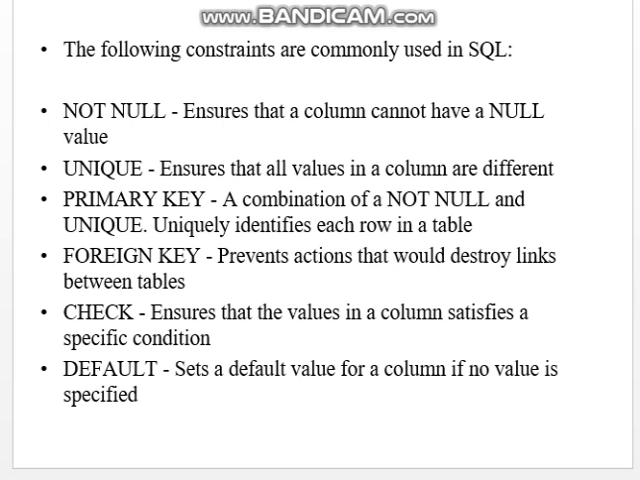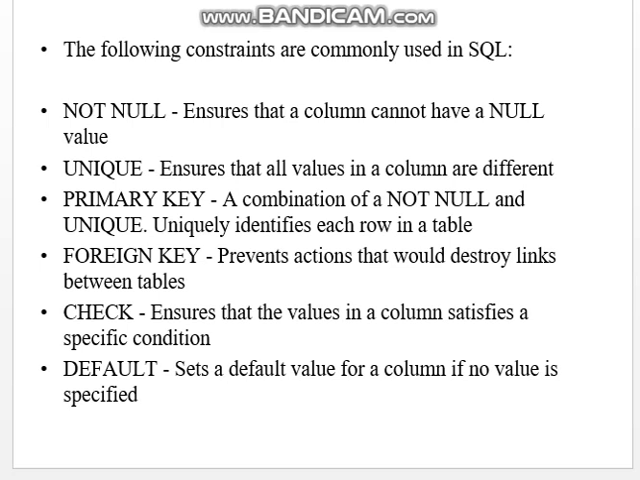Then we have the next constraint, unique. It ensures that all values in a column are different. For example, let's consider the student table. If we have one column that is mobile number, and we want every student to put a different, unique mobile number, at that time we can specify a unique constraint with the mobile number.